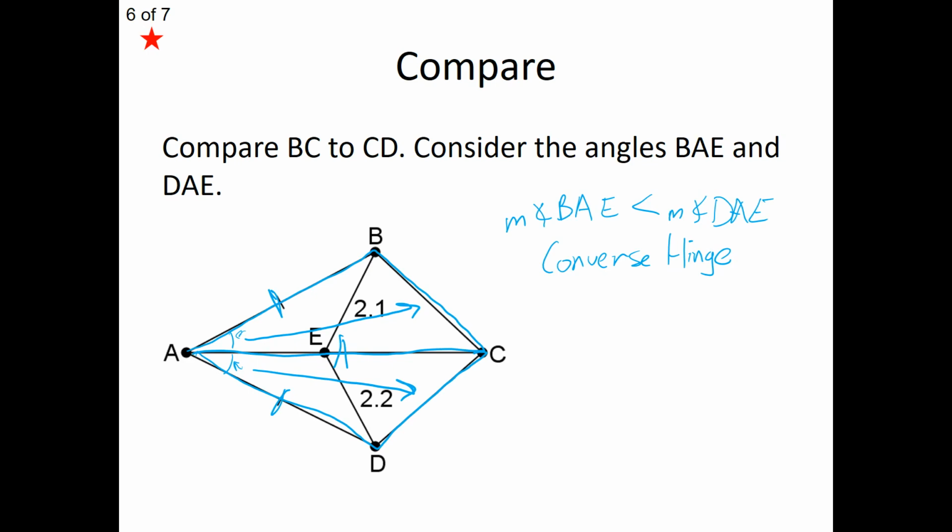Well, since BAE is the lesser of the two angles, that means BC will be the lesser of the two sides. So BC is in fact going to be less than CD, and this is using our Hinge theorem. Hinge compares sides. And there we have it.